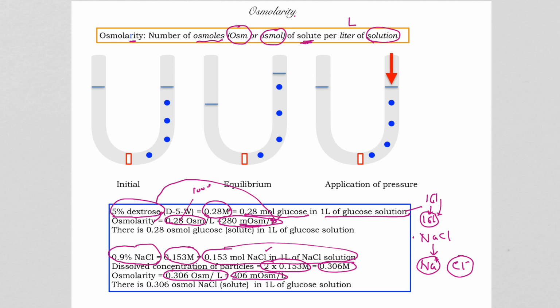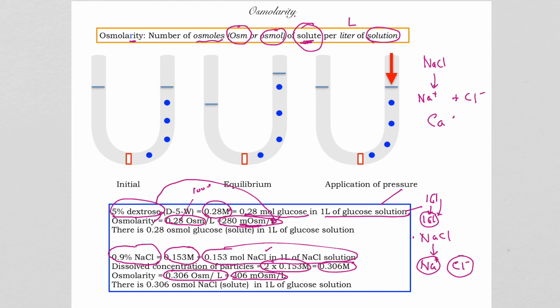So osmolarity is very similar to molarity, except that you have to consider the nature of the solute. If the solute is glucose, a solute that doesn't break down into different particles, then the osmolarity is the same as the molarity. But if it does break down into particles, then you have to consider how many particles you get per molecule of the solute breaking down. Sodium chloride in this example gave you 2 particles.